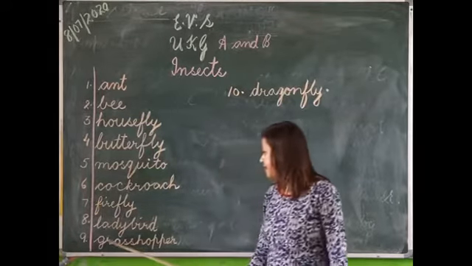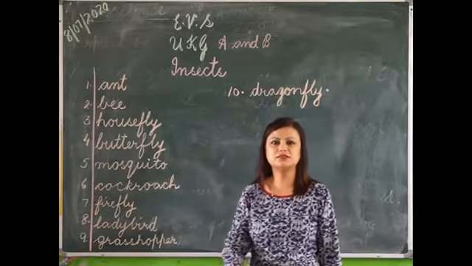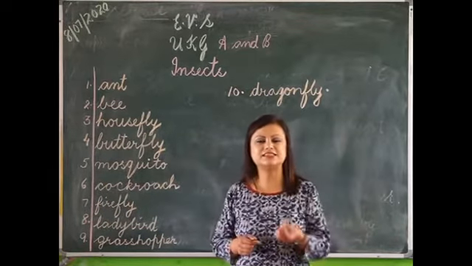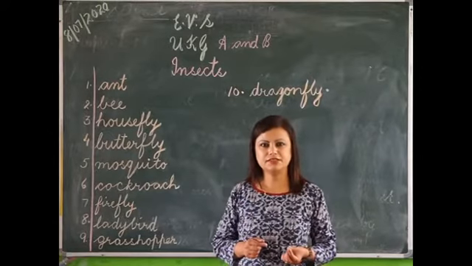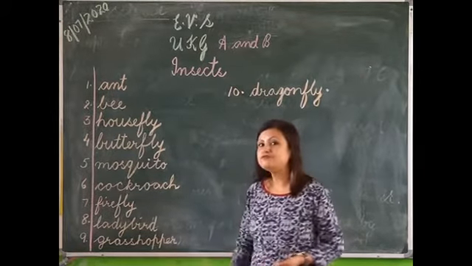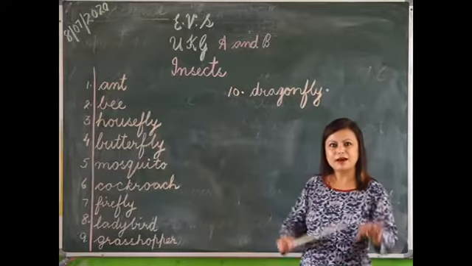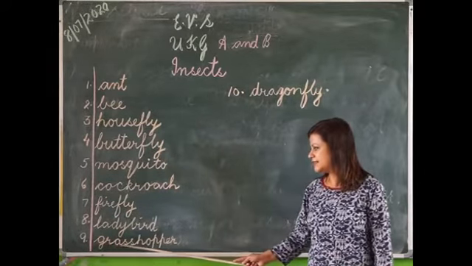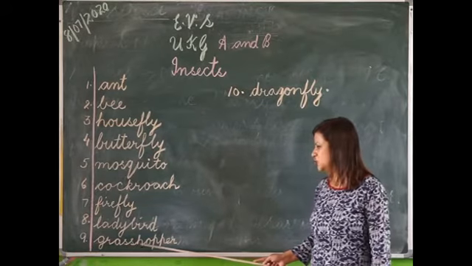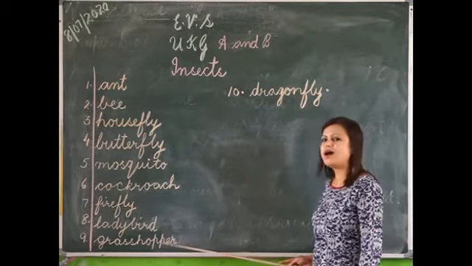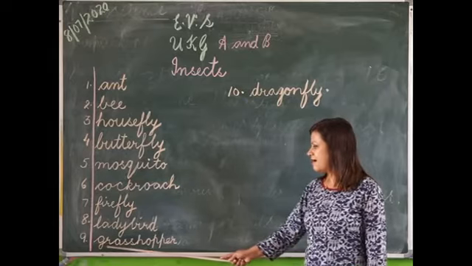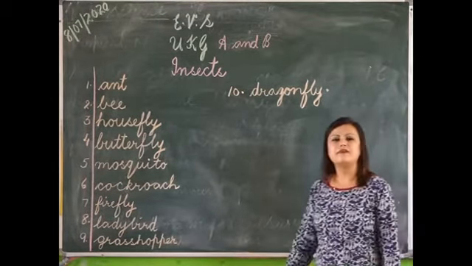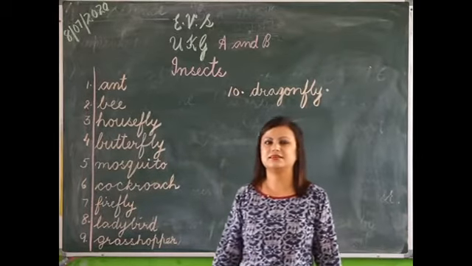Next is grasshopper. Why is it called grasshopper? Because it hops on the grass and it is green in color. Have you seen grasshopper? You try to find out all these insects around your place. G-R-A-S-S, grass, H-O-P-P-E-R, hopper. Grasshopper. It is green in color, alright?